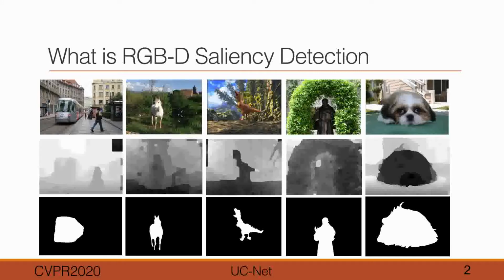To start the talk, I will first introduce the concept of RGB-D Saliency detection. There mainly exist two sources of data, the RGB image as shown in the first row and the depth data as shown in the second row. The task of RGB-D Saliency detection aims to find the regions in the RGB-D image pair that attract human attention.